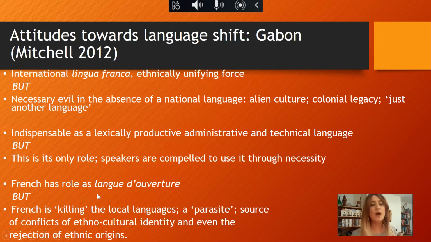And then people who say, well, it's une langue d'ouverture, so it's an opening language. And then other people who say, but it's killing the local language. And these are particularly Fang people who use this very, very emotive vocabulary, that it's killing the local language. It's a parasite. And it really is for some people a source of conflicts relating to their own identity, and even the outright rejection of their actual origins as well.